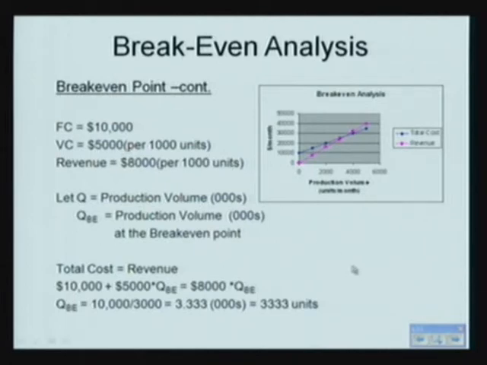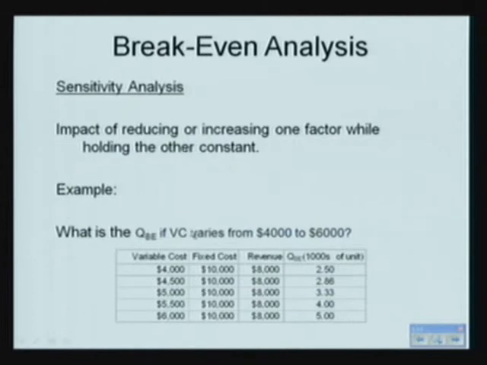So what I want to do is say, well, maybe it's not going to be 5,000. What if it's 4,000? Or what if it's 6,000? What's going to be the impact on my break-even point? And so that's what I'm doing here. I'm basically just analyzing from 4,000 up to 6,000 on my variable cost. I'm keeping my fixed cost the same, and I'm keeping my revenues the same.